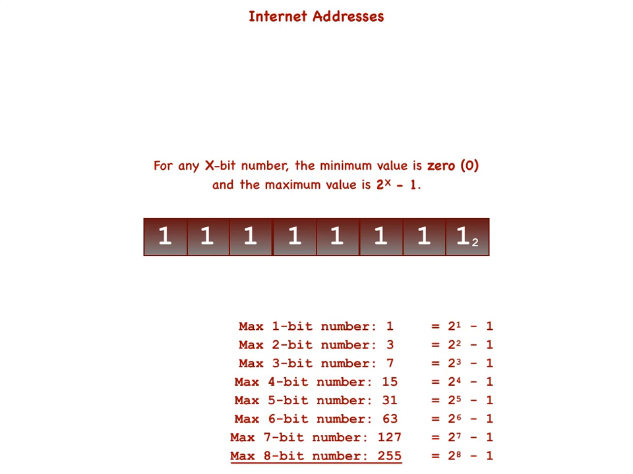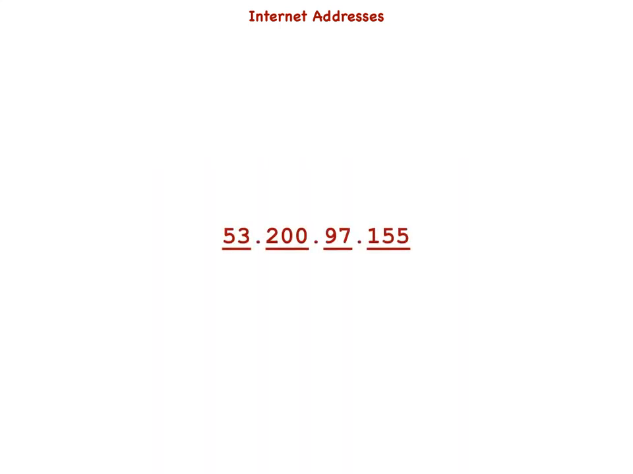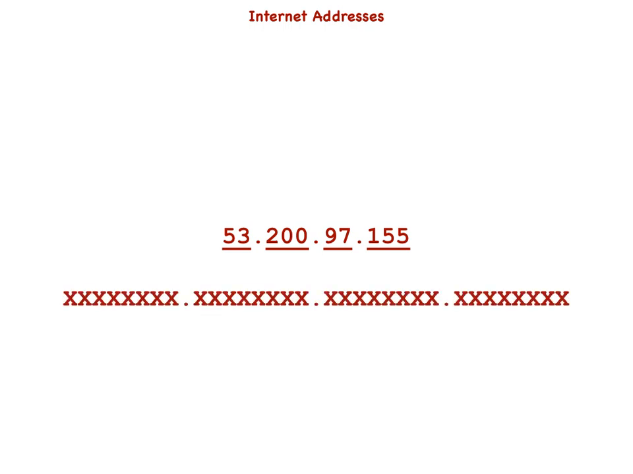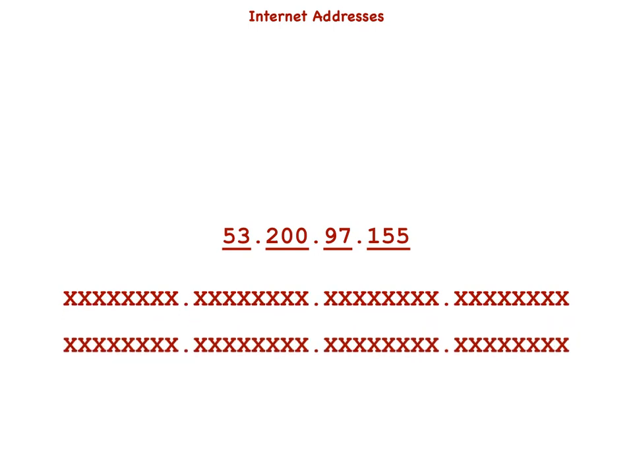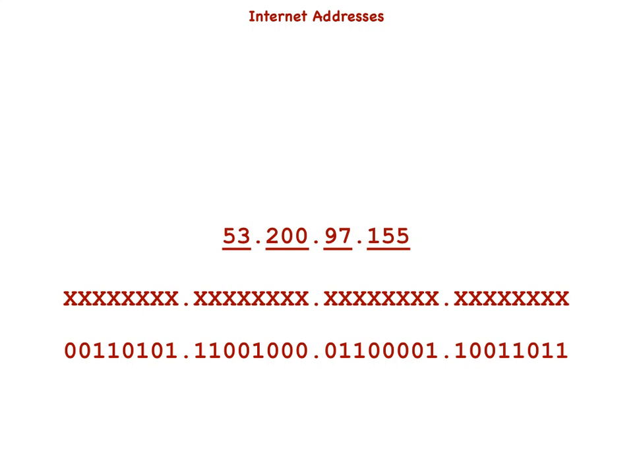So, that being said, the reason why 255 is the maximum value for all 4 of these numbers is because 8 bits is used to represent all 4 of these numbers. Right? So when I write all 4 of these numbers in binary, this is how the IP address would look. 32 bits. We call this an IPv4 address, which stands for Internet Protocol version 4.